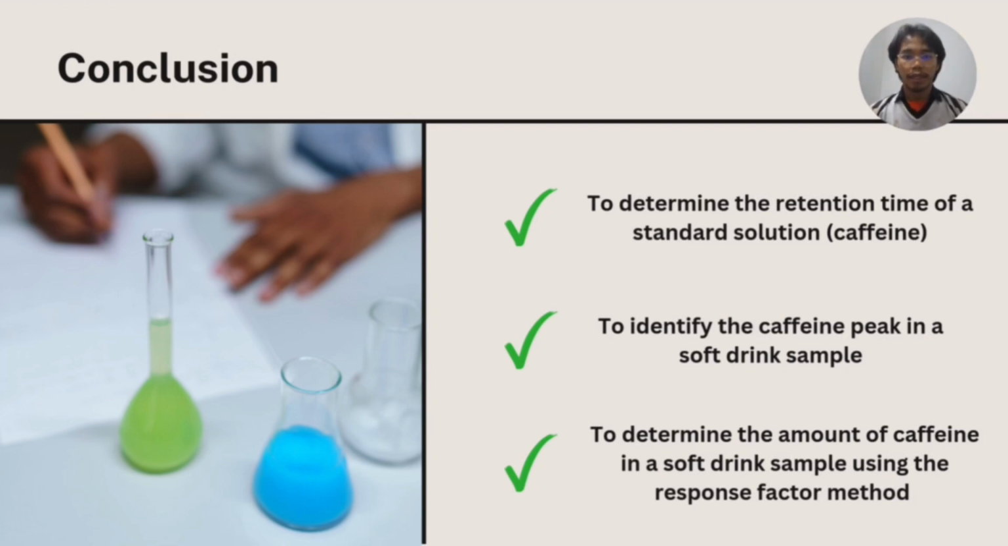In conclusion, by using high performance liquid chromatography, we get to achieve all of our objectives. By using HPLC, we get to determine the retention time of a standard solution. We also get to identify the caffeine peak in a soft drink sample. And lastly, we also get to determine the amount of caffeine in a soft drink sample using the response factor method.